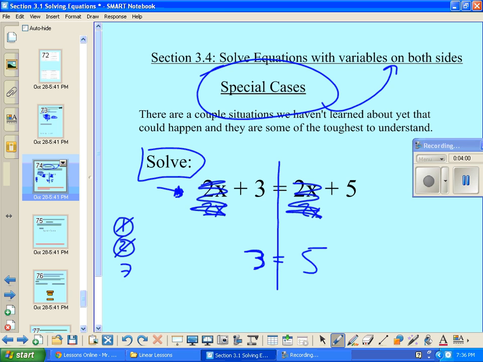3 equals 5. So first of all, I'm just going to bring it over here. If you look at 3 equals 5, that's not even true. I'd have to put a slash through the equal sign. And when you're doing these problems, that's what I want you to do. Slash through the equal sign. That doesn't make sense. What is going on here?